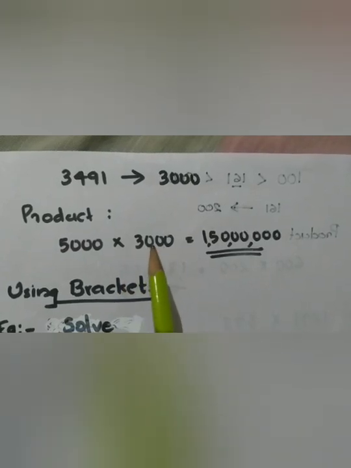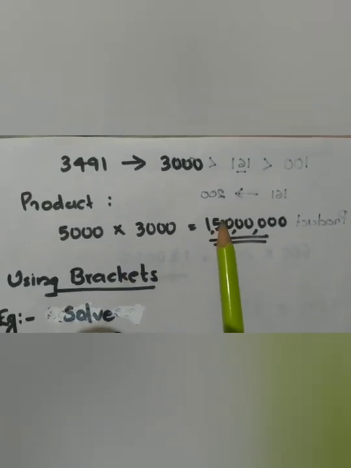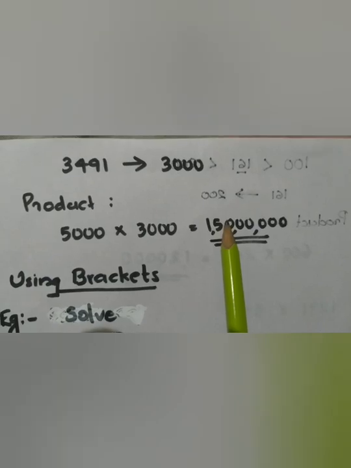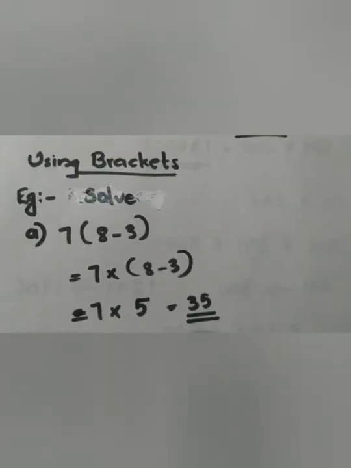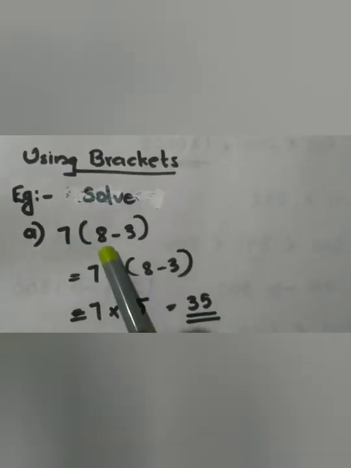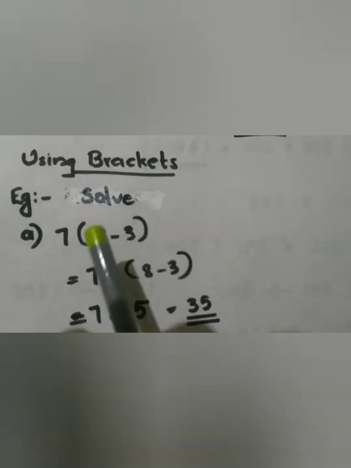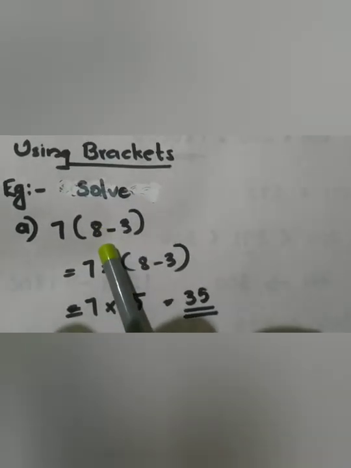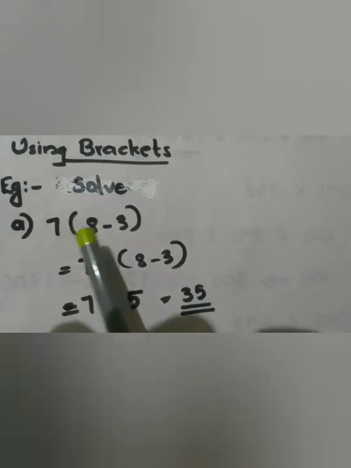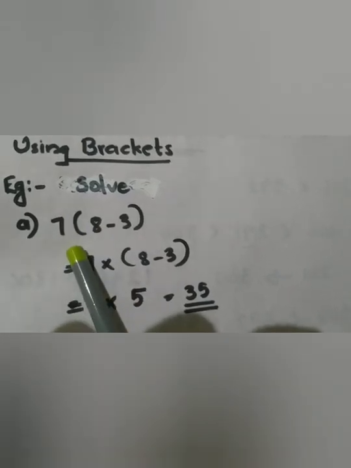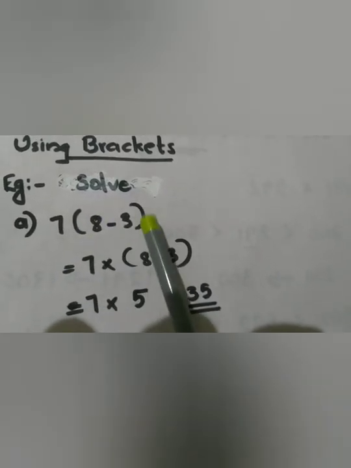If you are missing any zero, our answer will be wrong and it will be different from the actual answer. Next, we will look at how to solve questions involving brackets. If in the calculation there comes a bracket, what do we have to do? The first question is 7(8 minus 3).